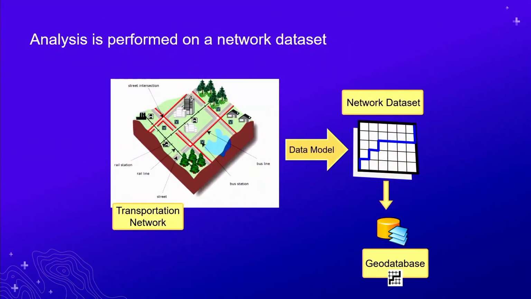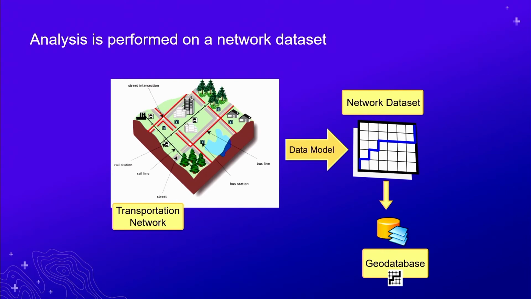In the previous slide, we looked at what are the different types of solvers or analysis that you can have access to when you're working with network analyst. This analysis is done on a network data set. This network data set essentially models your transportation network. Here is where you have all of your rules that govern traveling on your network. For example, your one-way streets, your overpasses, your underpasses.